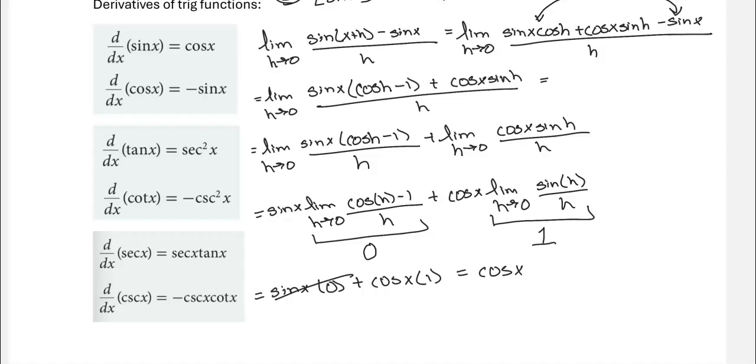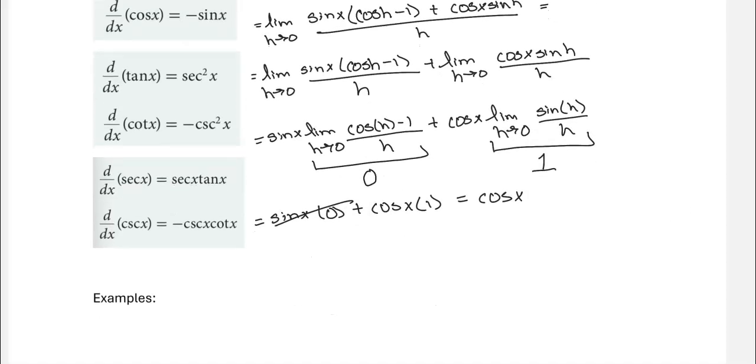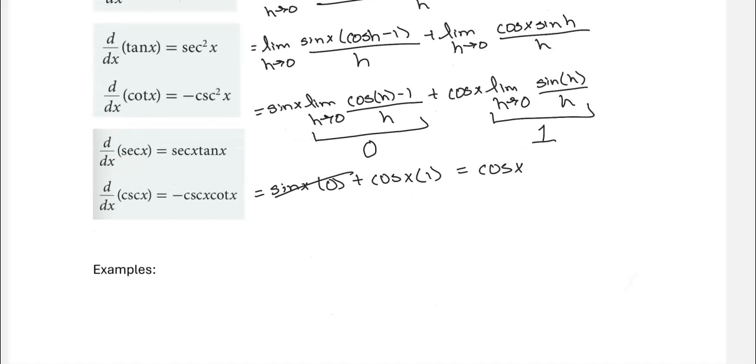And we would do the same thing if we wanted to prove this one. We would end up using the sum formula for cosine of x plus h. And that's where that negative is going to come from. And you'll see those two special limits come out again.